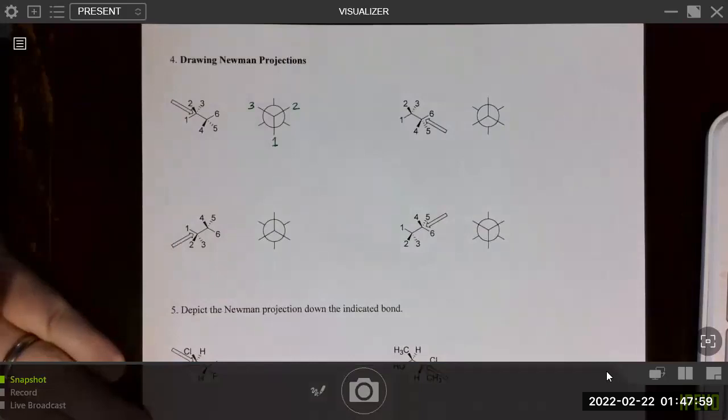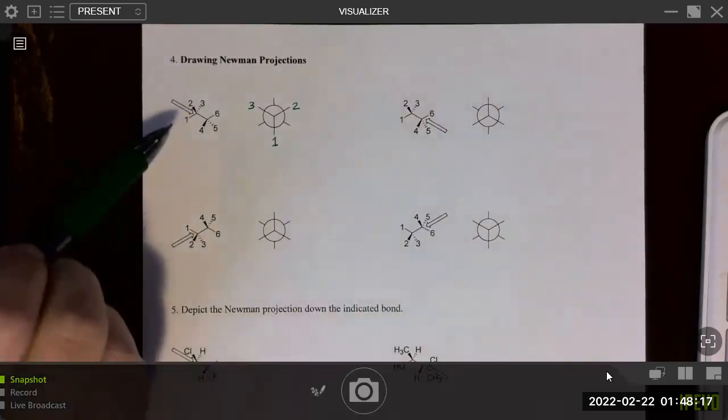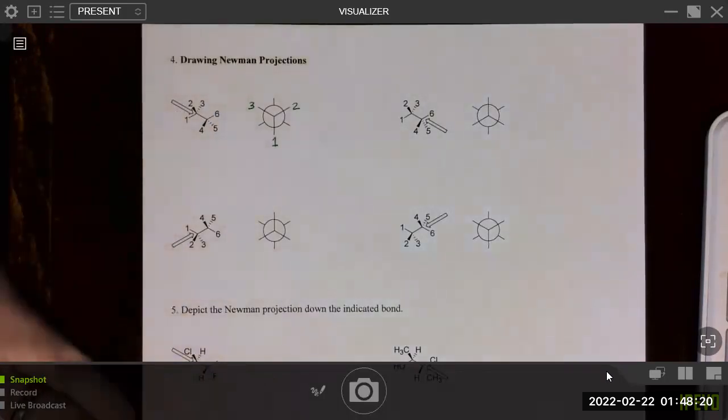And again, if you're really having trouble seeing this, I really encourage you to make a model using your model kit and get everything in the right way so that you're looking down the bond appropriately. And then hopefully it will help you really visualize what it looks like in 2D compared to a 3D model.